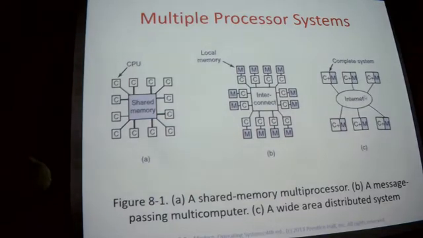For example, the popular big data analyzing system, I think Spark, is based on such a structure. We just use the internet to connect different computers in different areas. So it is a wide area distributed system.